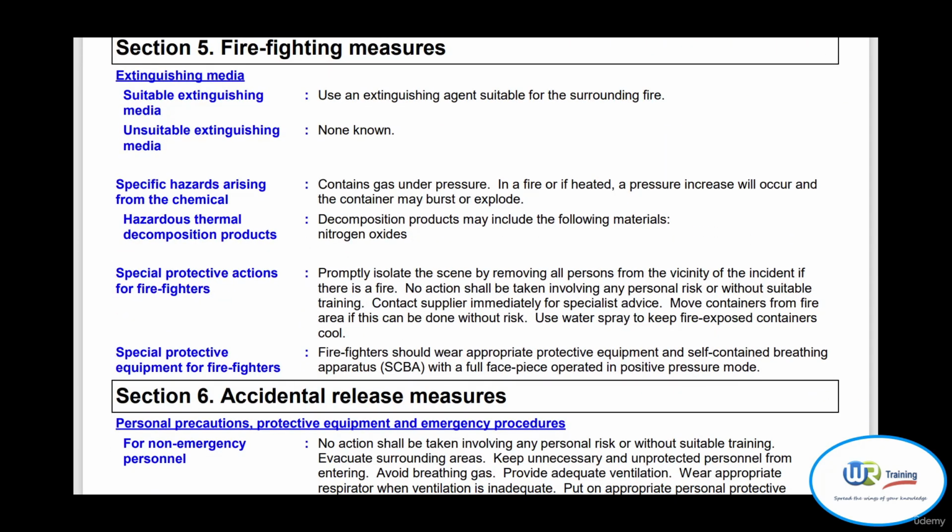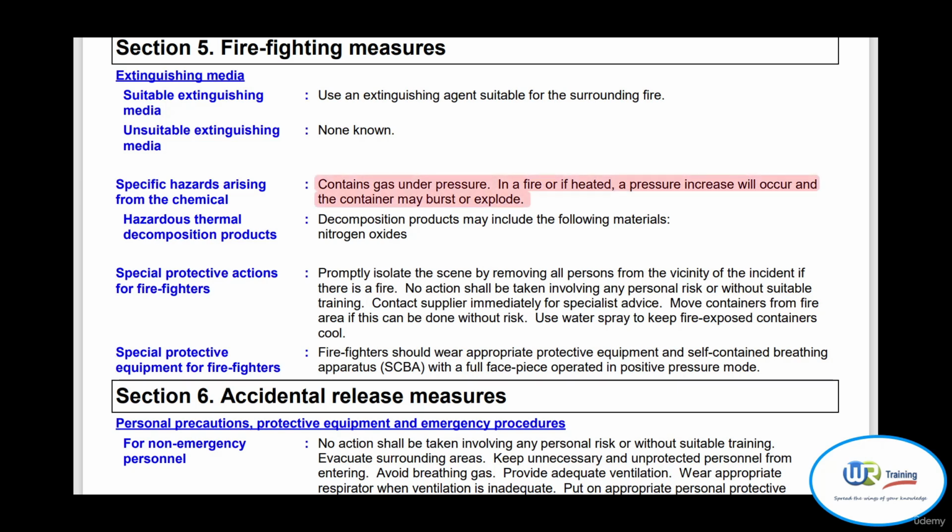Next, Section 5 covers firefighting measures. Now, although nitrogen in itself is not a flammable gas, you must however use an extinguishing agent suitable for the fire surrounding nitrogen cylinders should this occur. So please check that you have the right type of extinguisher to use in case of fire and review the specific hazards against your use of the product.